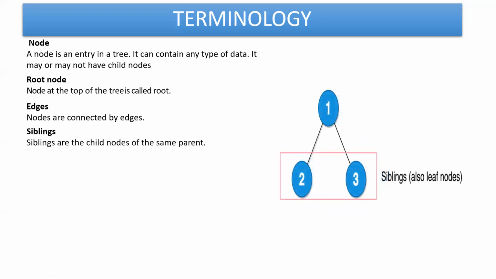Then what is meant by siblings? Siblings are nothing but the child nodes of the same parent. In our case, 2 and 3 are the siblings which have the common parent, that is the 1. Leaf node. A leaf node is a node that does not have any child node in the tree. So in our case, 2 and 3 are the leaf nodes because they are not going to contain any further child. That's why we are calling 2 and 3 leaf nodes, or these leaf nodes are also called leaves, external nodes, or terminal nodes.